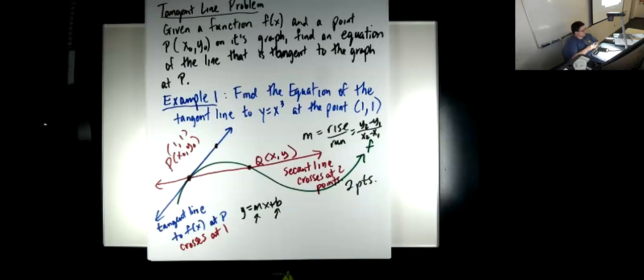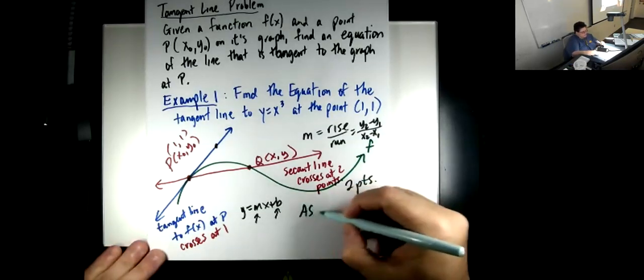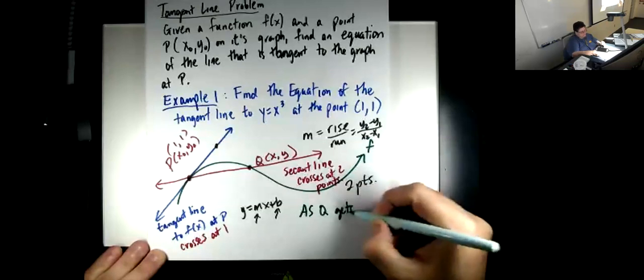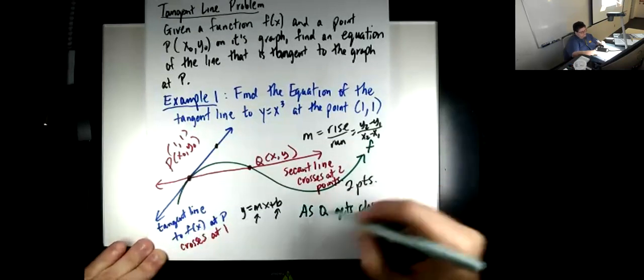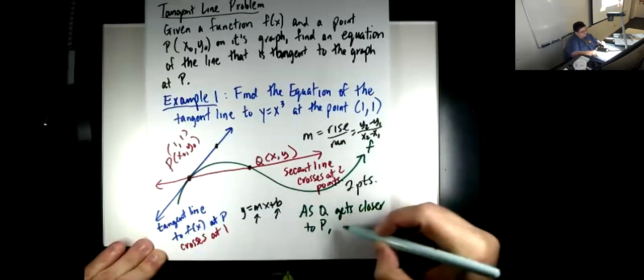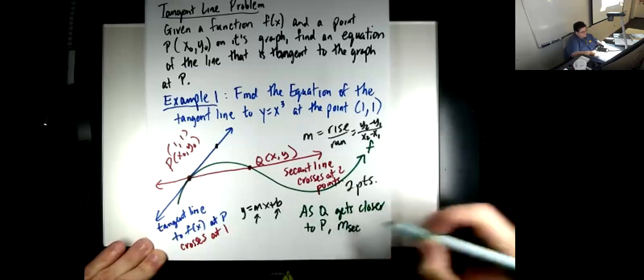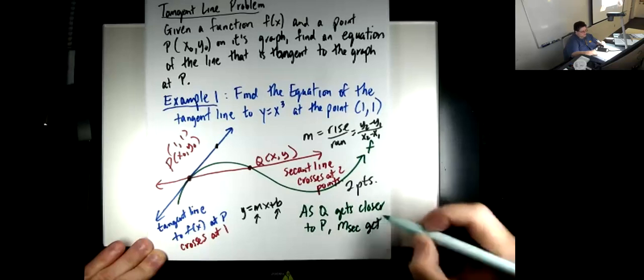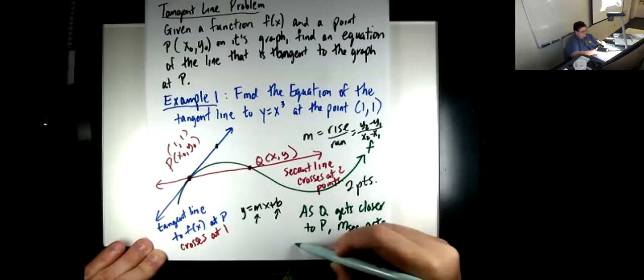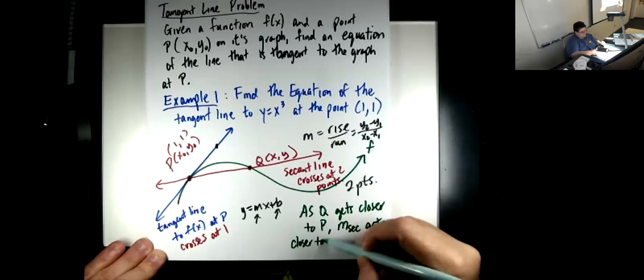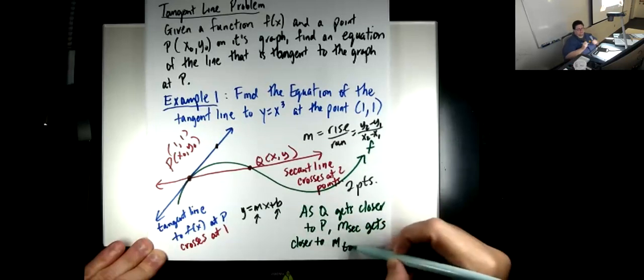So the idea here is, as Q gets closer to P, the slope of the secant line gets closer to the slope of the tangent, m tangent.